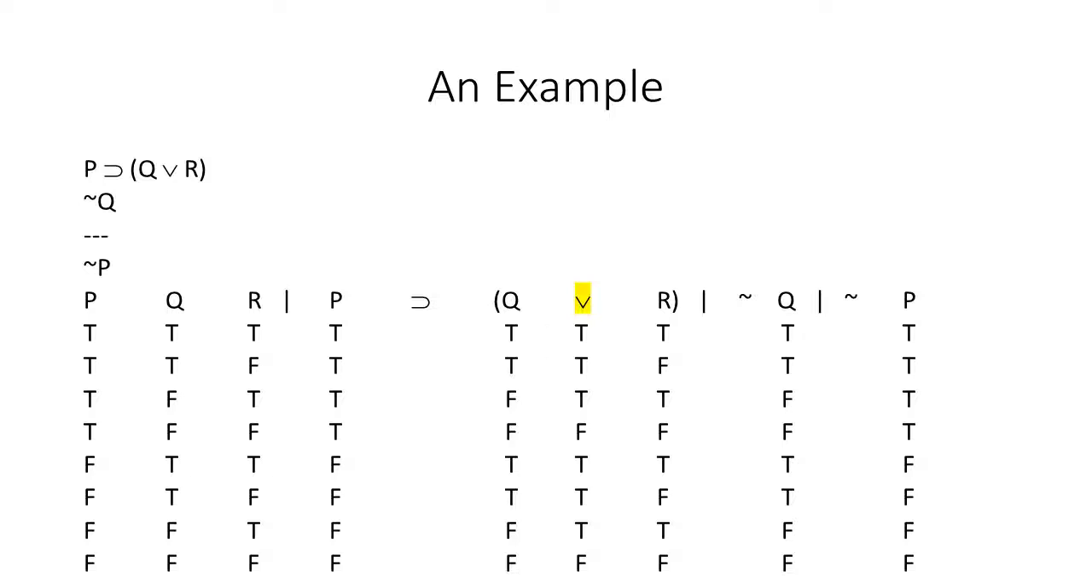This is just an application of the truth table for the wedge. When at least one of the disjuncts is true, the whole thing is true. So you'll note that in the first, second, and third lines, it's true. In the fourth line, it's false. In the fifth, sixth, and seventh, it's true. And in the eighth, it's false.